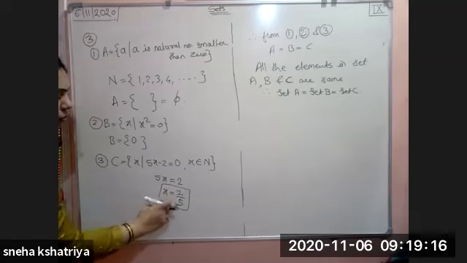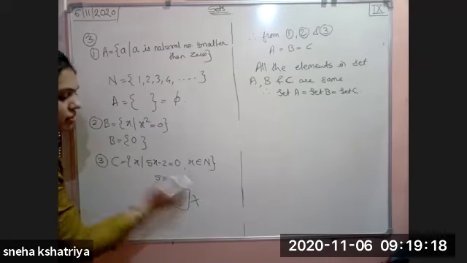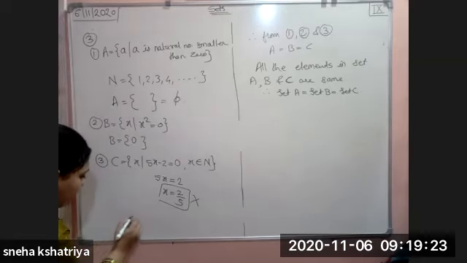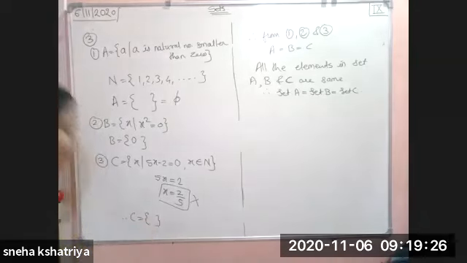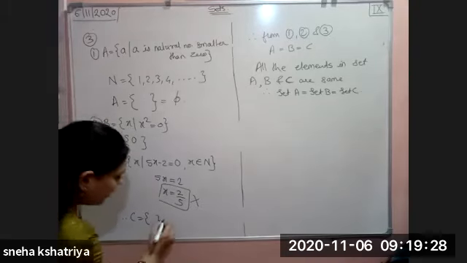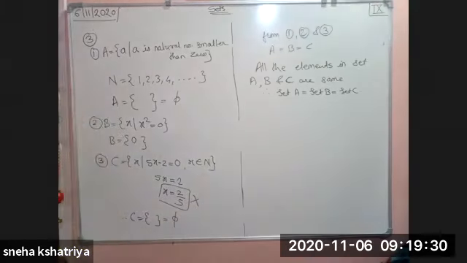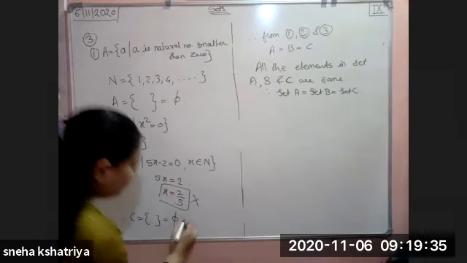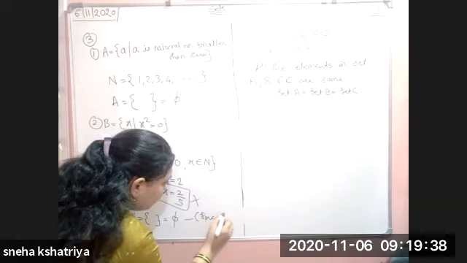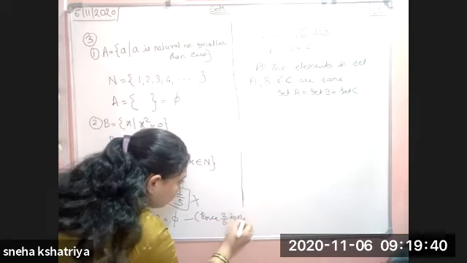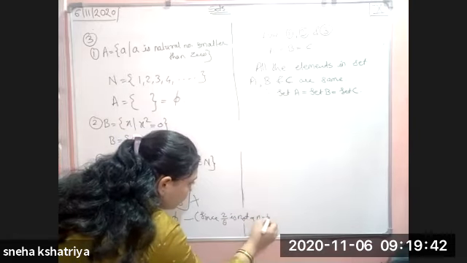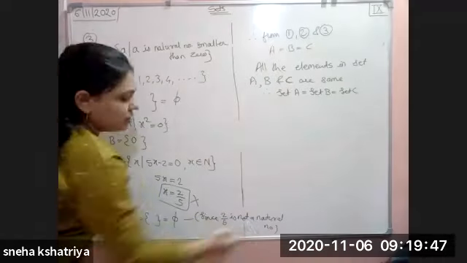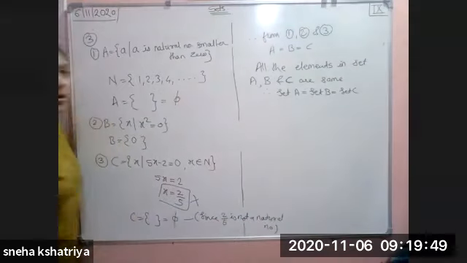So x is equal to 2 upon 5 does not satisfy this condition. Therefore, C is equal to the empty set. Again, C is equal to what? You get an empty set, or phi set. Since 2 upon 5 is not a natural number. Here you can write: since 2 upon 5 is not a natural number. Right? This is your justification that 2 upon 5 is not a natural number.